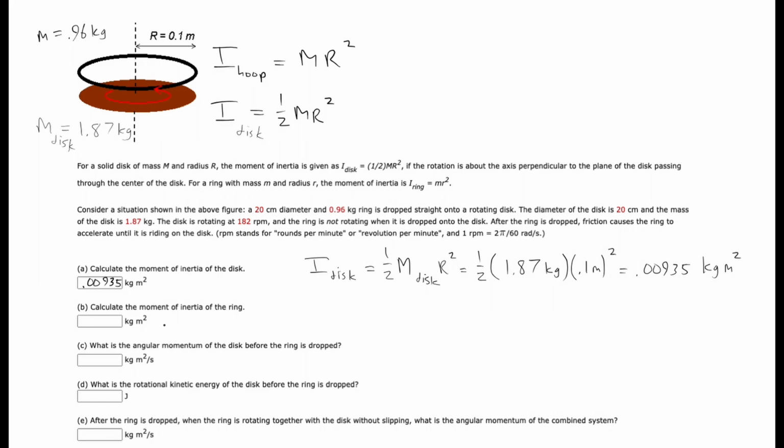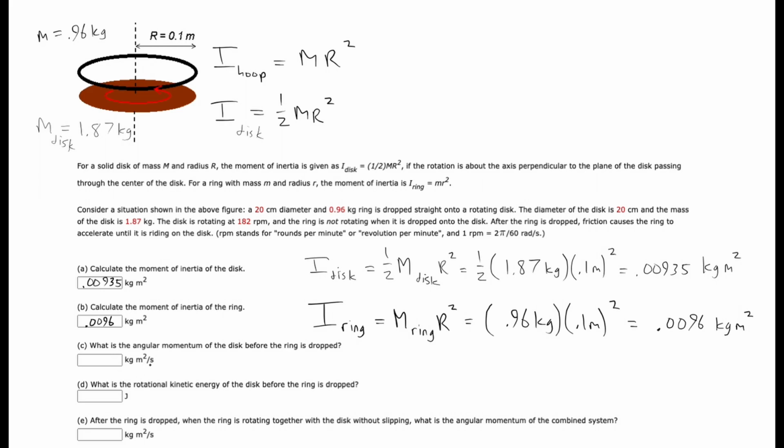Next, we want to calculate the moment of inertia of the ring. That's going to be mr squared. 0.96 kilograms, 0.1 meters squared, 0.0096 kilogram meters squared.